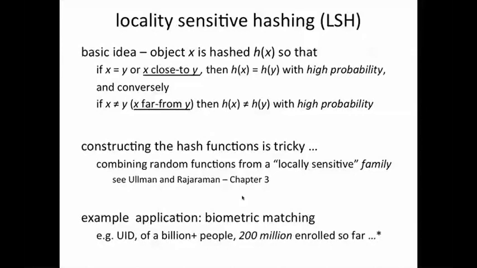An example is biometric matching. In the case of the UID project, for example, more than 1 billion people are going to get biometric IDs. Of these, more than 200 million have already been enrolled. At the same time, let me make the following disclaimer that what the UID actually uses internally is proprietary and I'm not intending to suggest that they use locality sensitive hashing. This is merely a motivating example.